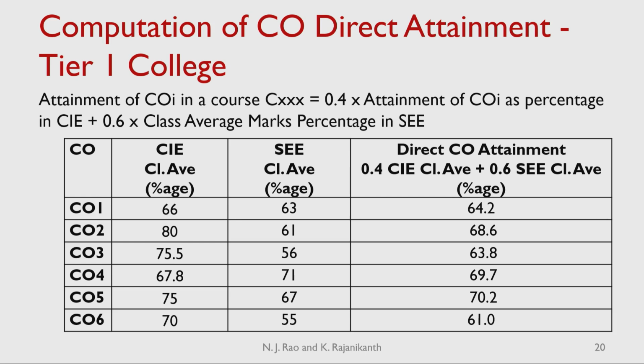For example, for CO1, we have seen that the class average in CAE is 66%. The class average in SEE is 63%. So 0.4 into 66 plus 0.6 into 63, that will be equal to 64.2. So that is taken as the direct CO attainment. Similarly for other COs.